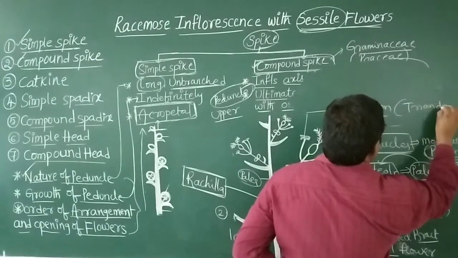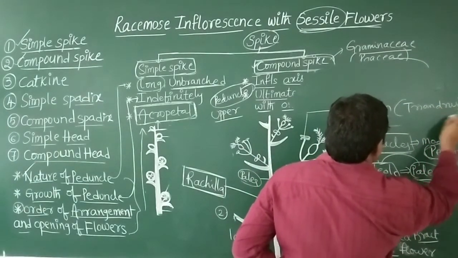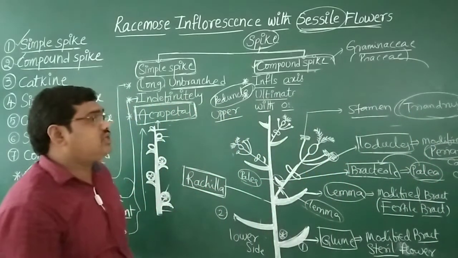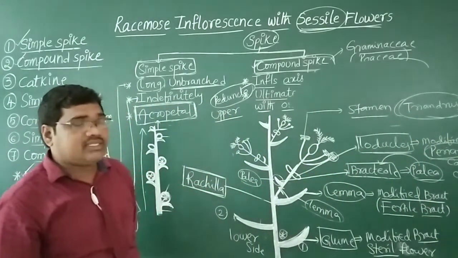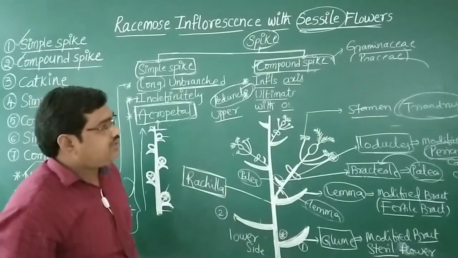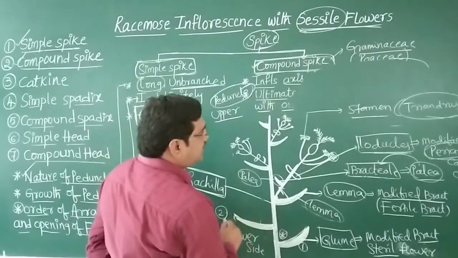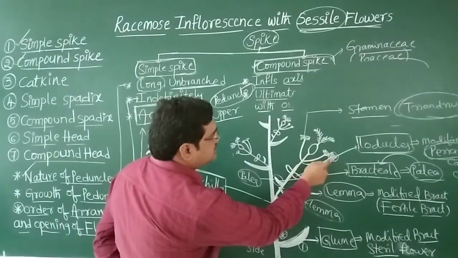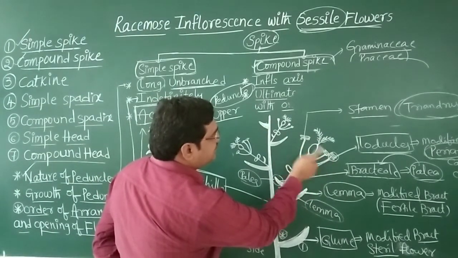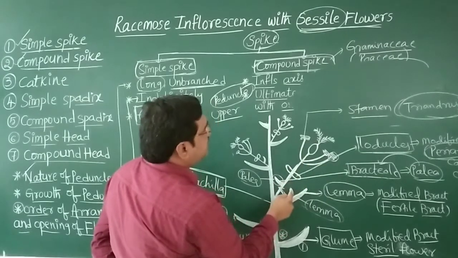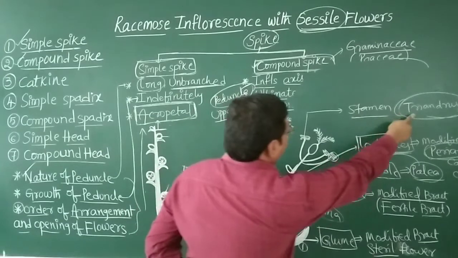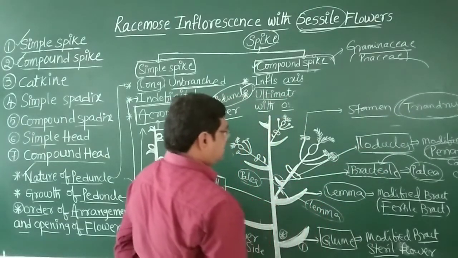The triandrous stamens are the main characteristic feature of the Gramineae family. Here in this spikelet, three stamens are there. These three stamens are present in the spikelet of the compound spike, and they are called triandrous.